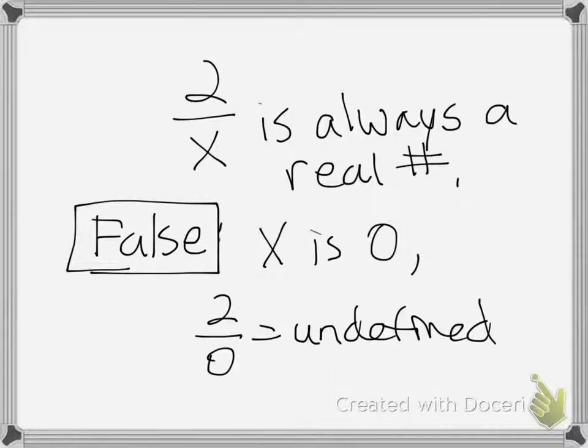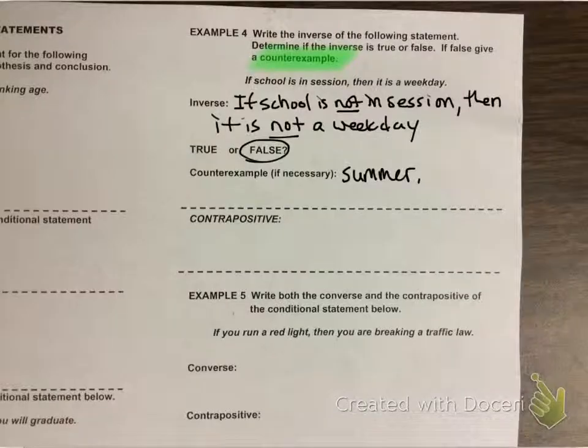So if I were to have that statement, that one example is the only case that makes it not a real number. Now we could get into talking about imaginary numbers as different examples, but if we're just talking about integers or rational numbers, that makes it false. If one thing makes it false, then the whole statement's false. So summer, again, is an example, or any holidays, student holidays.